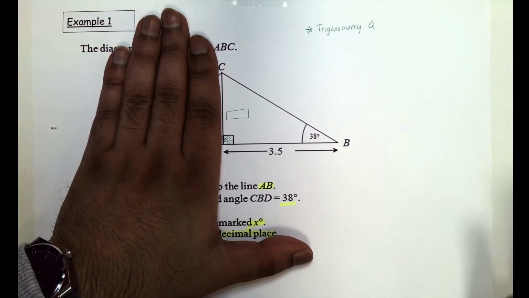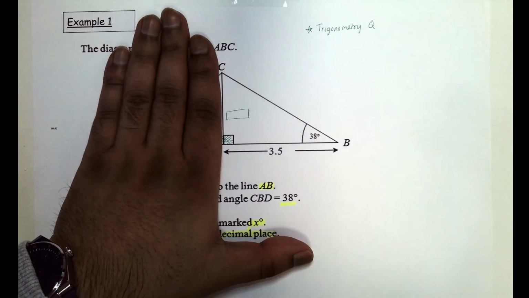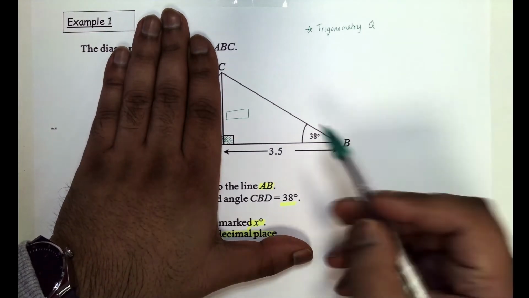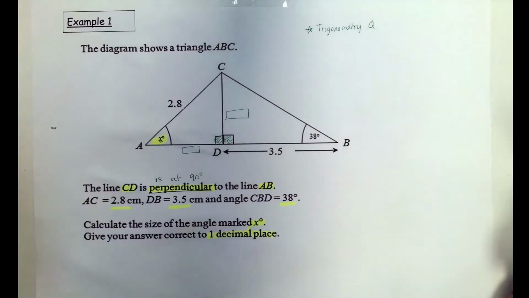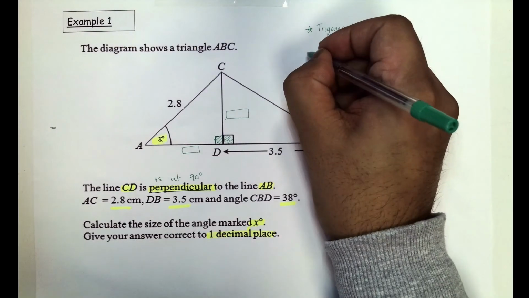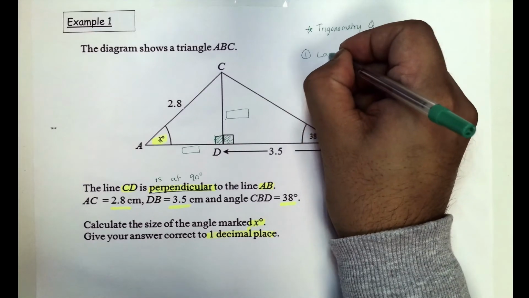Now we can see this is a triangle like from lesson 1. An angle and a side. I want to work out a missing side, so let's get on with it. So first of all, I need to label my sides, same steps as that lesson.